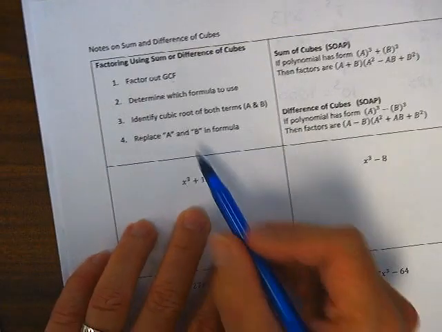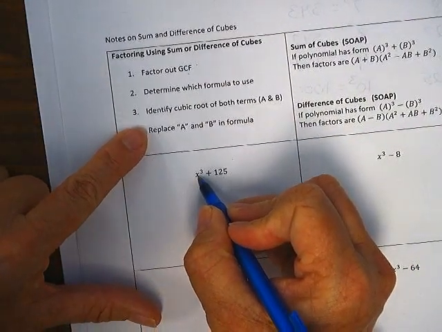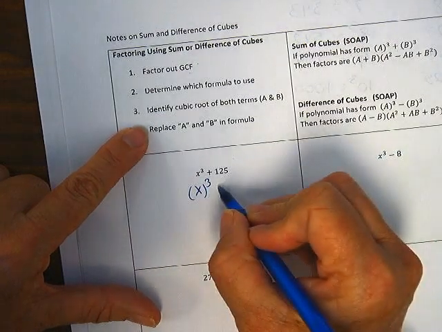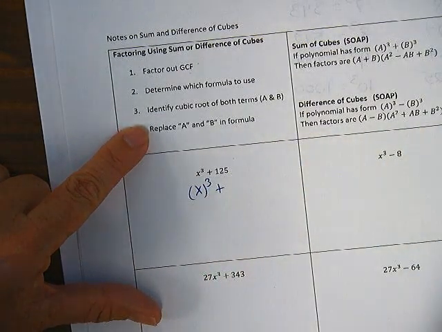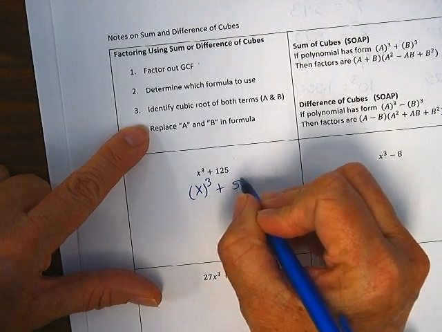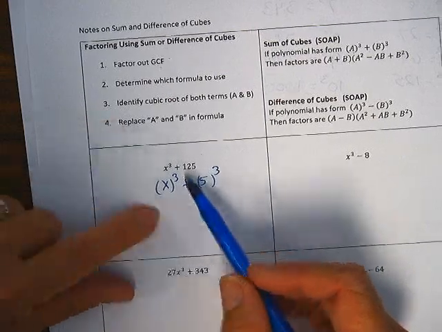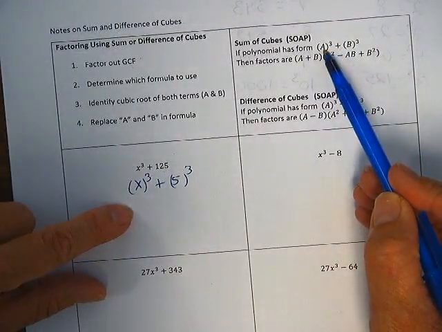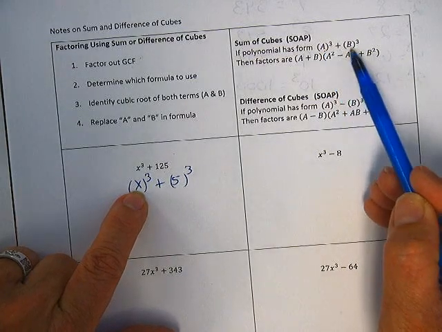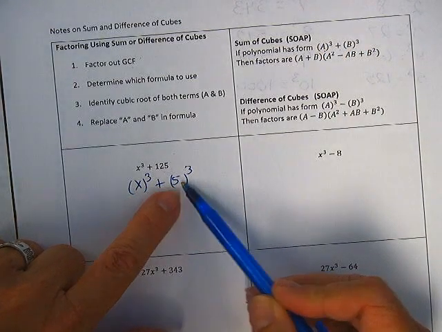So what I need to do now is identify what is cubed. My first term, x, has been cubed. And the second term, remember our chart, 125 is equal to 5 cubed. So according to my formula, I have something cubed, so in this case my a value is actually x, plus b cubed. And b in this problem is 5.